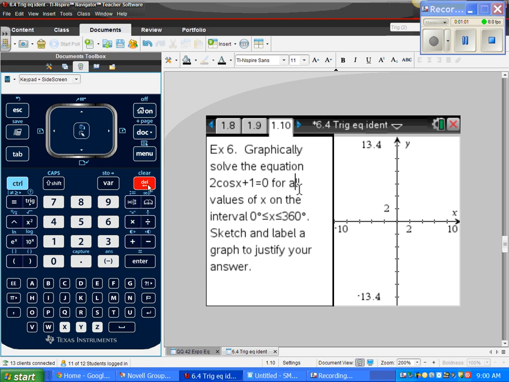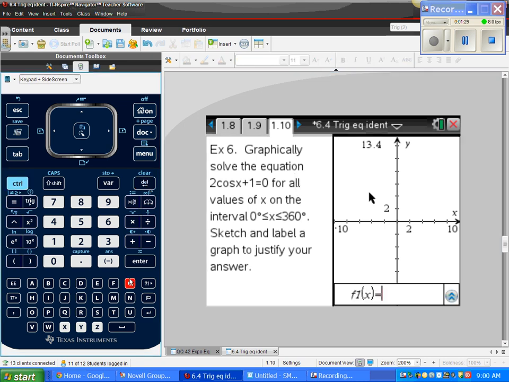Now, what are we looking for graphically to happen? Where are my solutions found? Be a little more specific. Where do I find solutions? When I graph this, where am I going to look for my solutions? The x-axis, yeah. When the function equals 0, that means when it intersects the x-axis. Okay? All right, so I'm going to come over here. Control G brings back up your function bar. And we're going to put in 2 cosine of x plus 1.